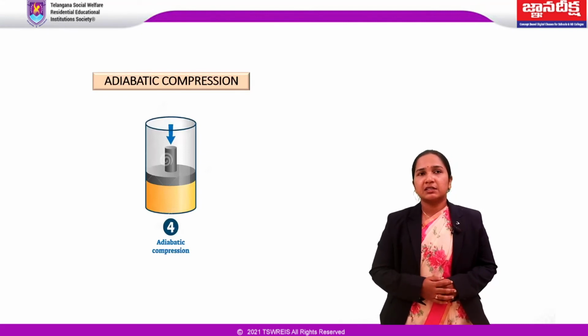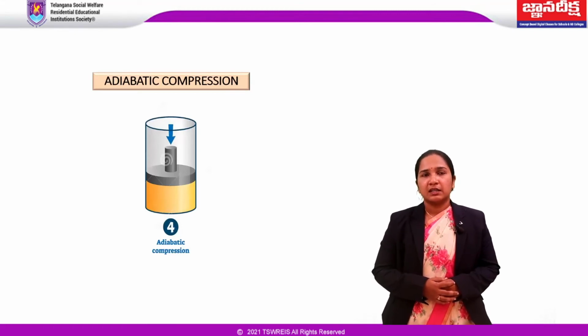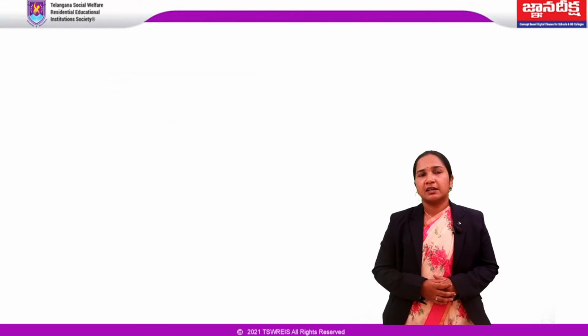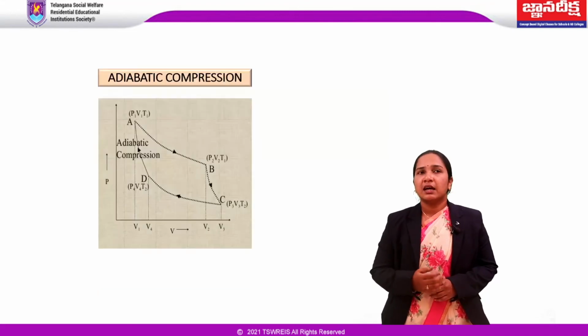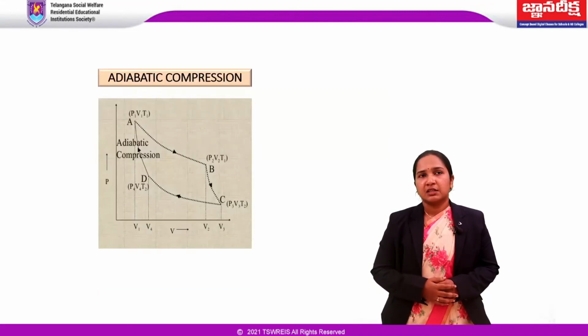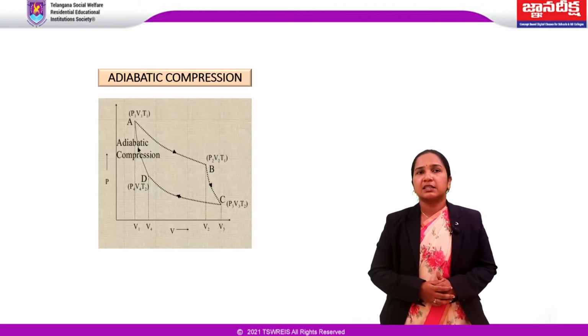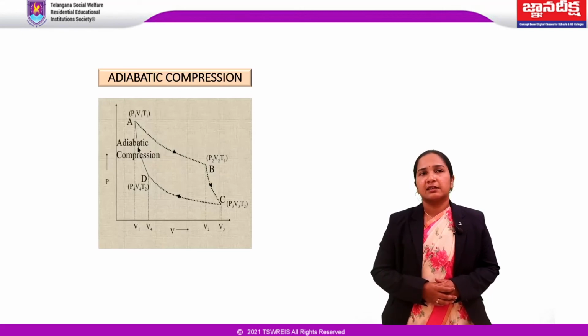The volume decreases and pressure increases. The temperature increases from T2 to T1. This is called adiabatic compression. The graph DA shows us the adiabatic compression. So this complete cycle A, B, C, D is called the Carnot cycle.